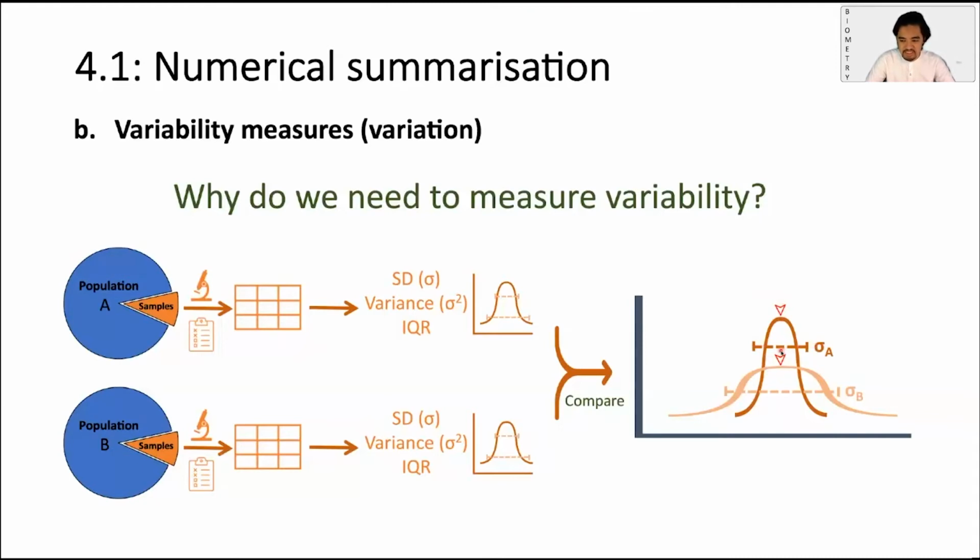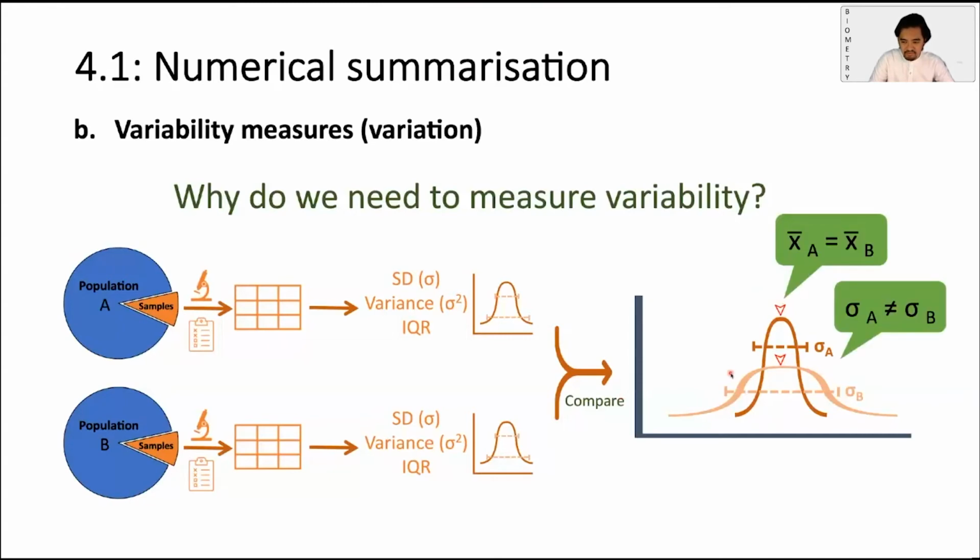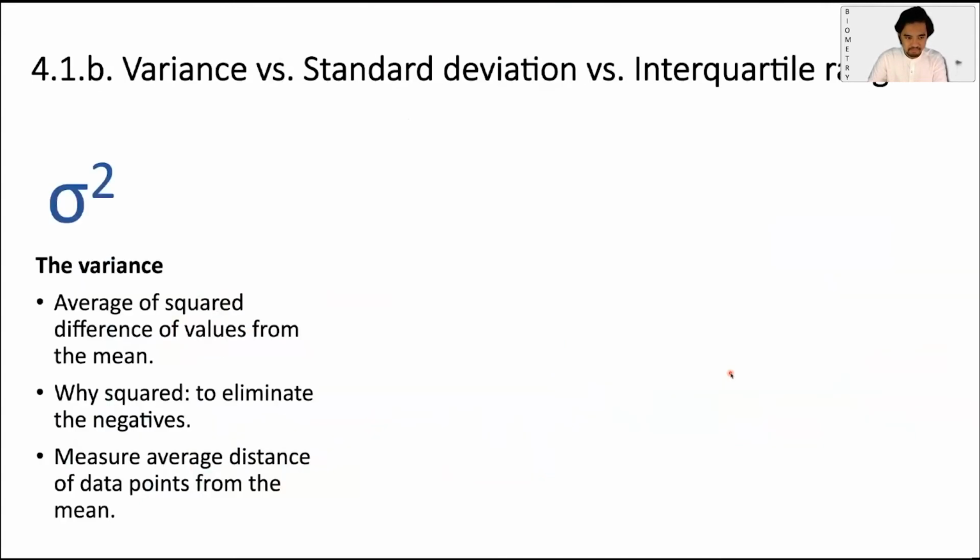For example, in this instance, sample A has a much narrower distribution compared to the sample taken from population B, which is much wider. So that's why every time we summarize our data, we need to consider the variation as well. You have the same mean, however, the standard deviation of your data is not the same.